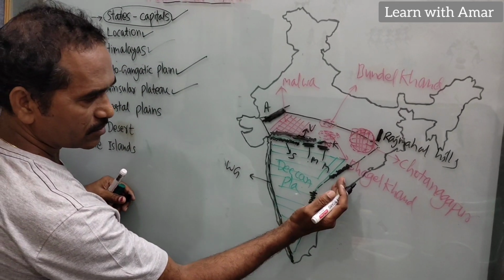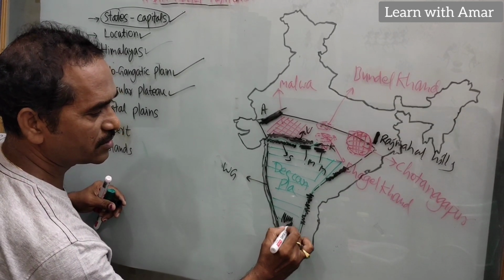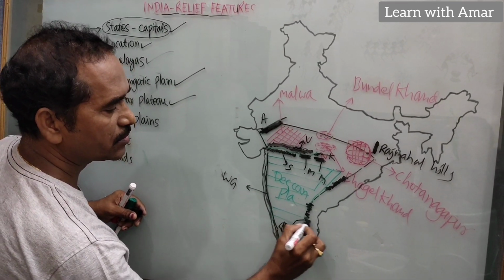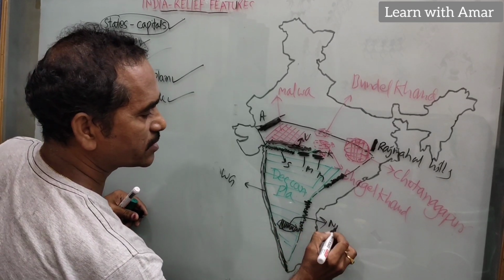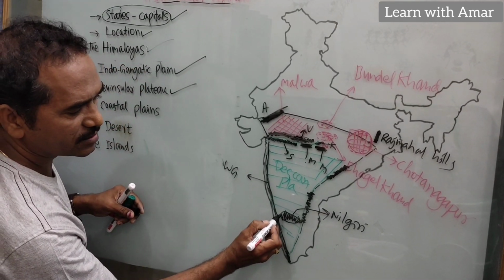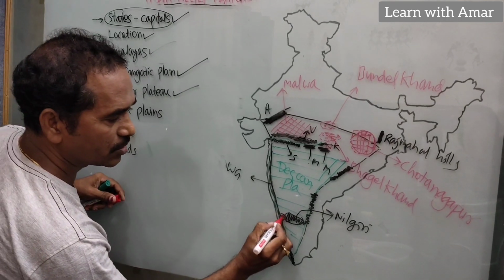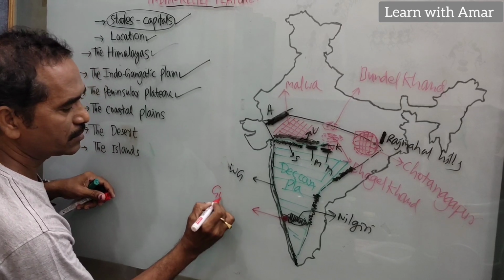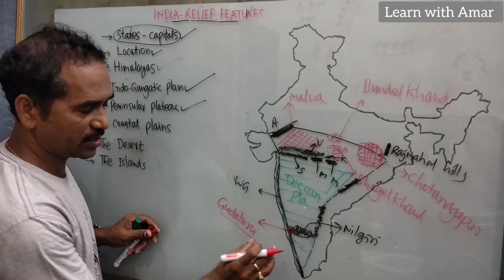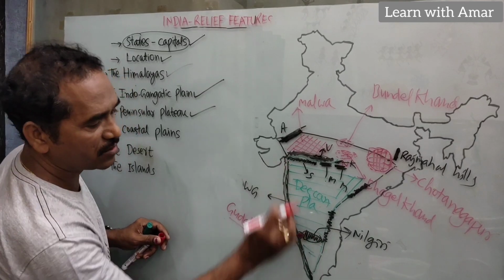Now, the Eastern Ghats and Western Ghats join here. This part is the Nilgiri mountains. Nilgiri joins the Western Ghats at Gudaluru here. What is the specialty of Gudaluru? It is the place where the Nilgiri mountains join the Western Ghats.